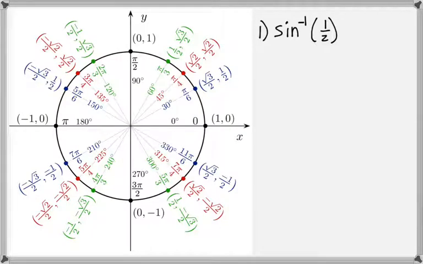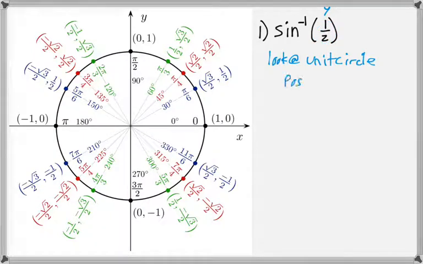Okay, so let's look at number 1. What's the sine inverse of 1 over 2? So I want to look at the unit circle, and for sine, we always do the y value, and this is a positive 1/2. So I don't see any negatives in front of the 1/2.